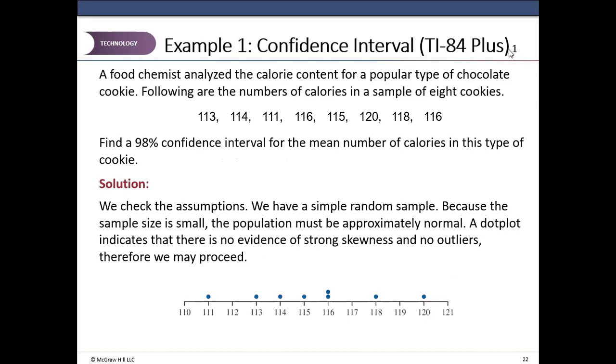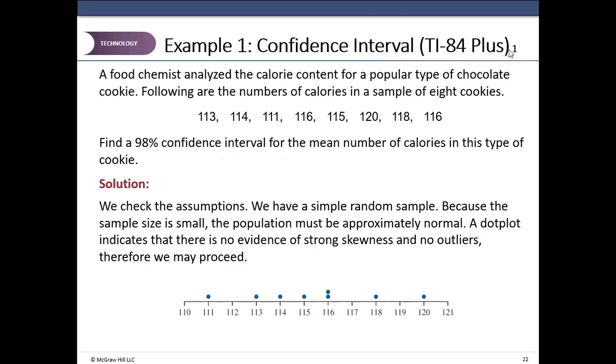So here is an example. A food chemist analyzed the calorie content for a popular type of chocolate cookie. Following are the number of calories in a sample of 8 cookies. Notice the sample size is 8, much less than 30. So first we have to check whether these numbers came from a population which is bell-shaped in distribution. So how will we do that?